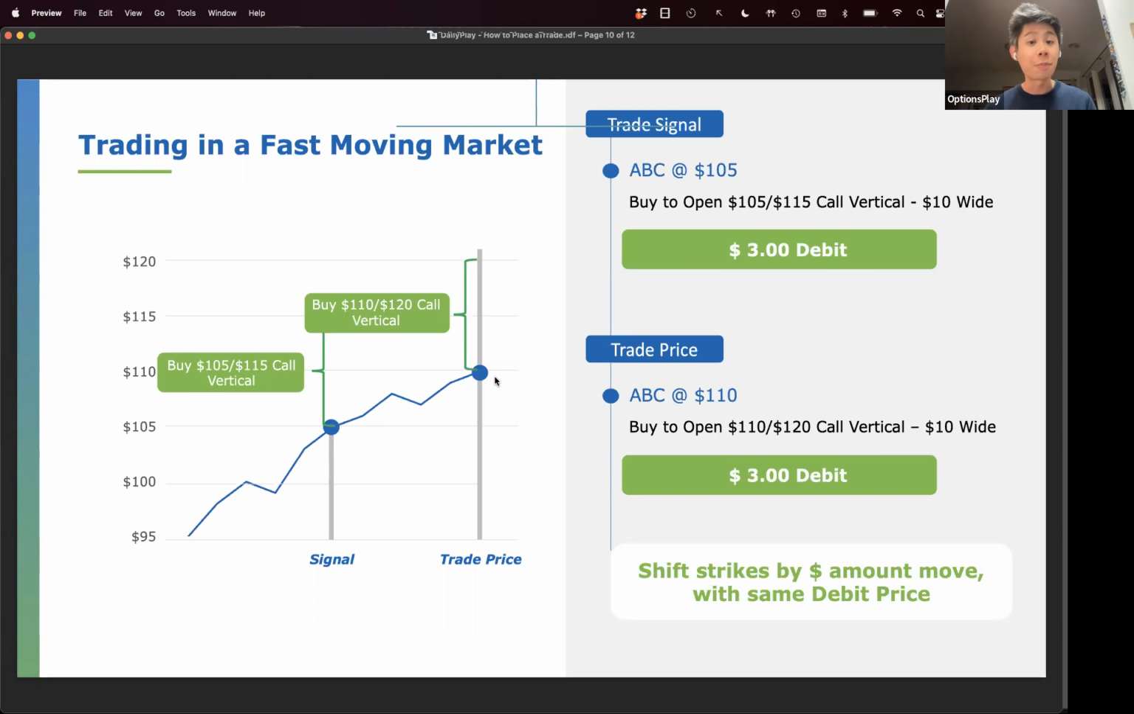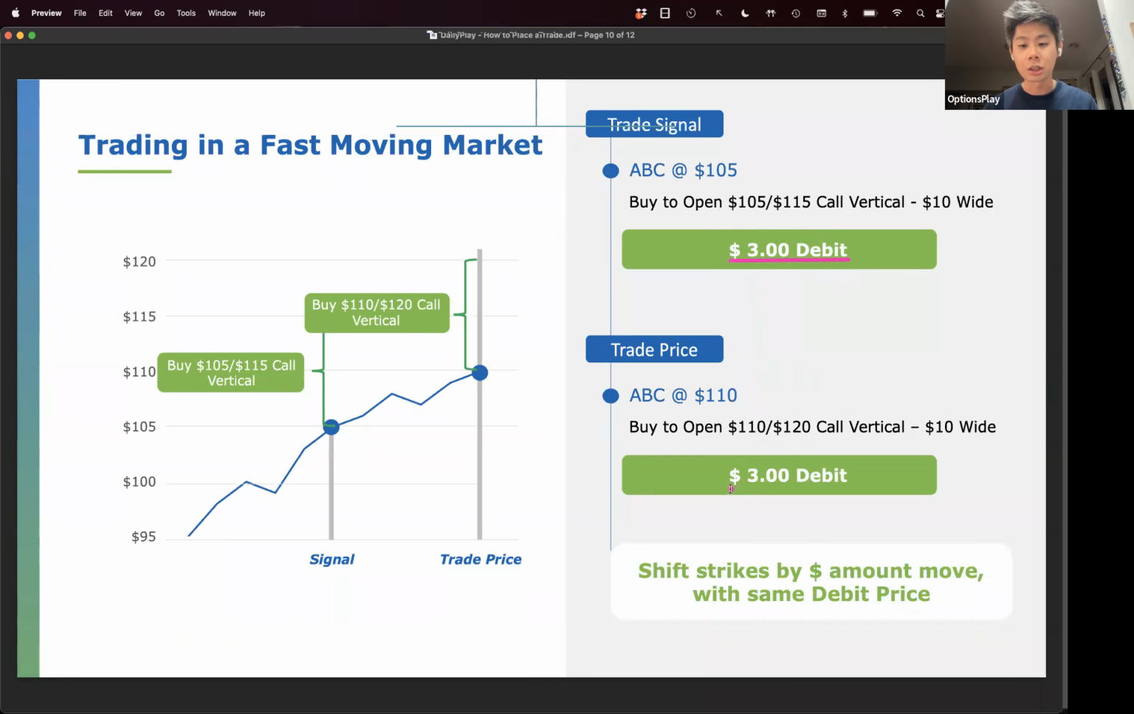So in this particular case, if by the time you are looking at the trade, let's say the stock has moved from 105 to 110, what you can do is you can adjust the strike prices based on the amount that the stock has moved. So if, let's say, we were originally looking at a 105, 115, you can adjust the strike prices by the $5 the stock has moved up by. So instead of using the 105, 115, you would use the 110, 120, because the stock has moved $5 higher. You move your strike prices $5 higher. And if you do that, you should be able to place that trade for virtually the same debit.